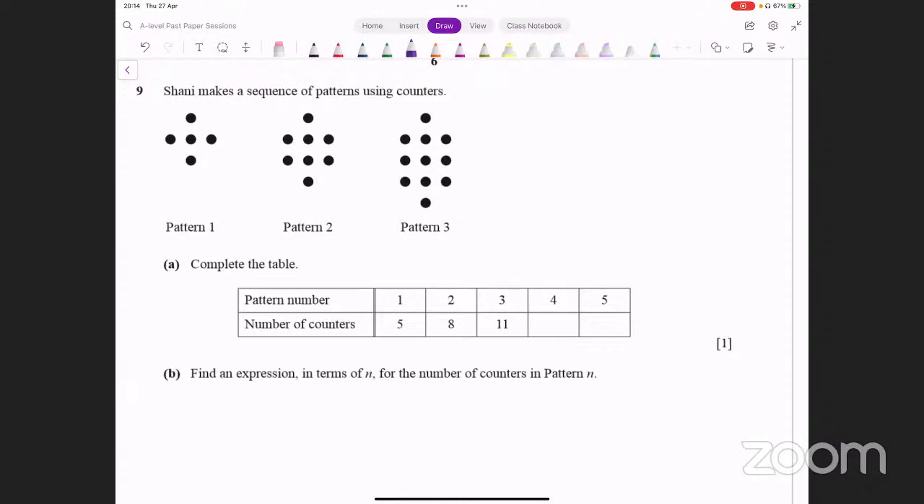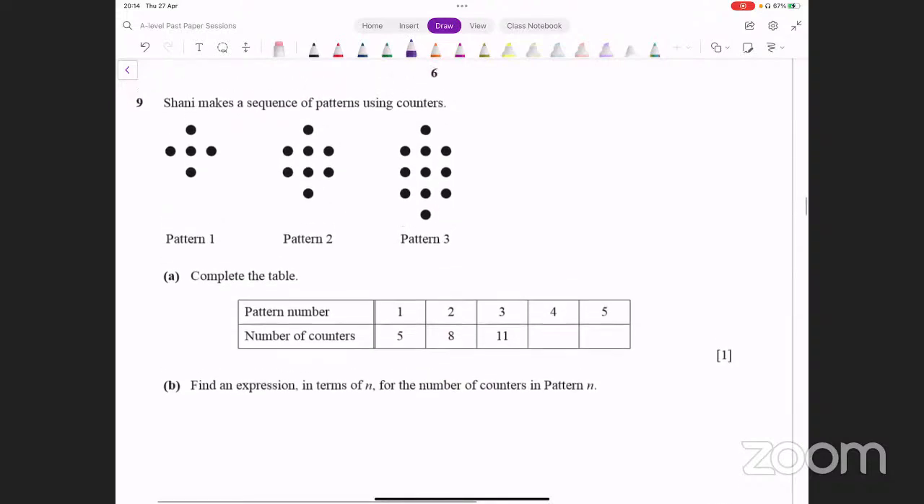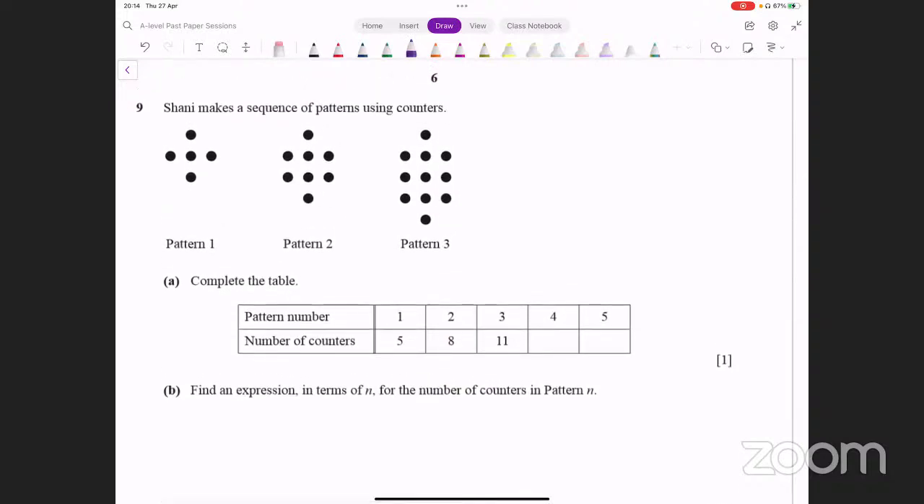Okay, let's do this. So it says Shani makes a sequence of patterns using counters. We have pattern 1. इसमें कितने counters नजर आ रहे हैं आपको? 5 नजर आ रहे हैं. उसके बाद फिर 8 है, फिर 11 है. उसने तीनों numbers यहाँ पे लिखे हुए. Now, looking at the pattern, what do you think the next numbers should be? आप pattern draw करके देख सकते हैं, but it's not necessary. Just look at the pattern that's emerging here.